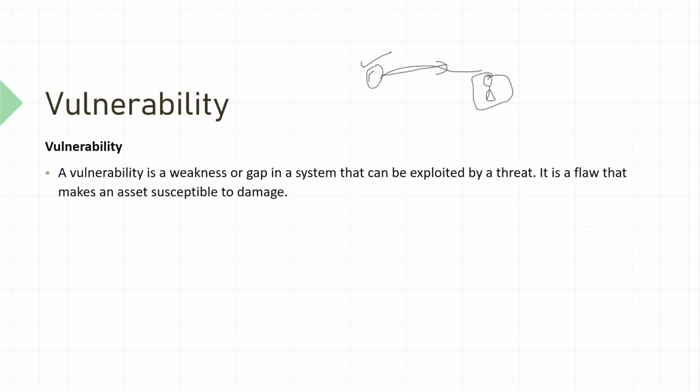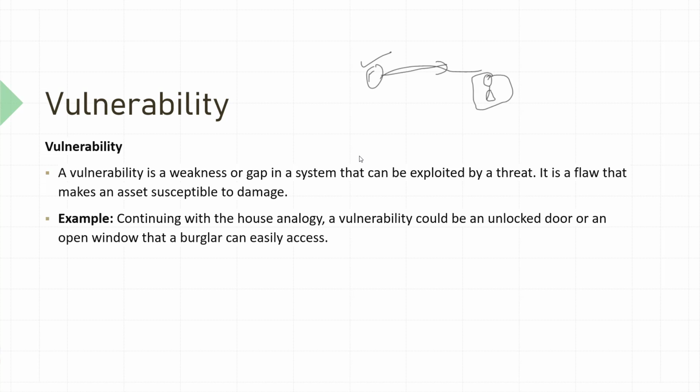If you're understanding from a non-technical perspective, continuing with the house analogy, a vulnerability could be an unlocked door or an open window which a thief can basically use to gain access, right? So that is basically called a vulnerability. Now, if you take a perspective, let's take an example, we have a house here.